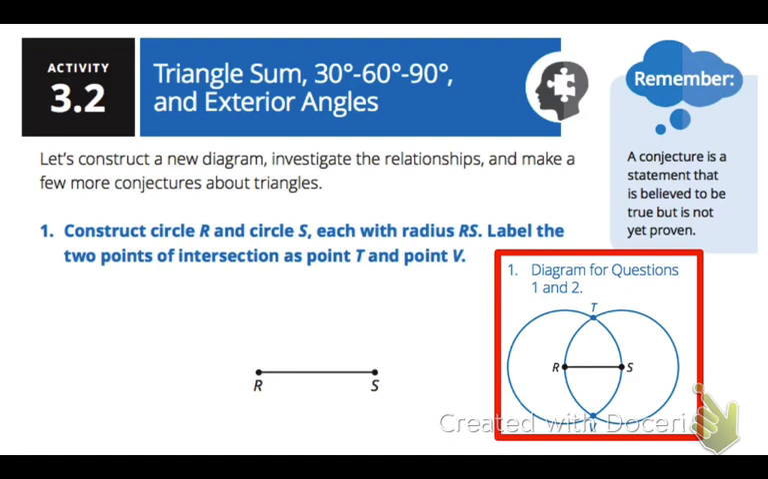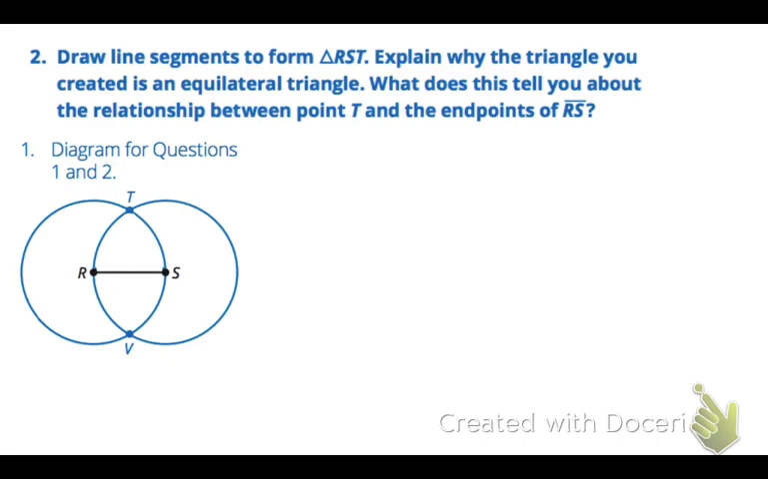So for the next one, they're asking you to draw line segments to form triangle RST. So they want you to connect these points so that you can create the triangle RST. And then you're going to explain why the triangle you created is an equilateral triangle. Remember, equilateral means that all your sides are equal. So once you construct your equilateral triangle, they want you to explain, how do you know it's equilateral? What on this picture can you use as proof that this is going to be your equilateral triangle?